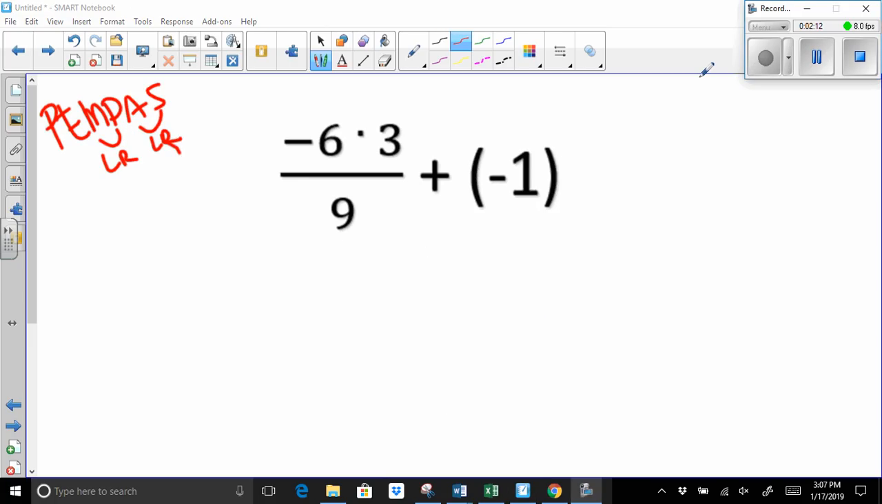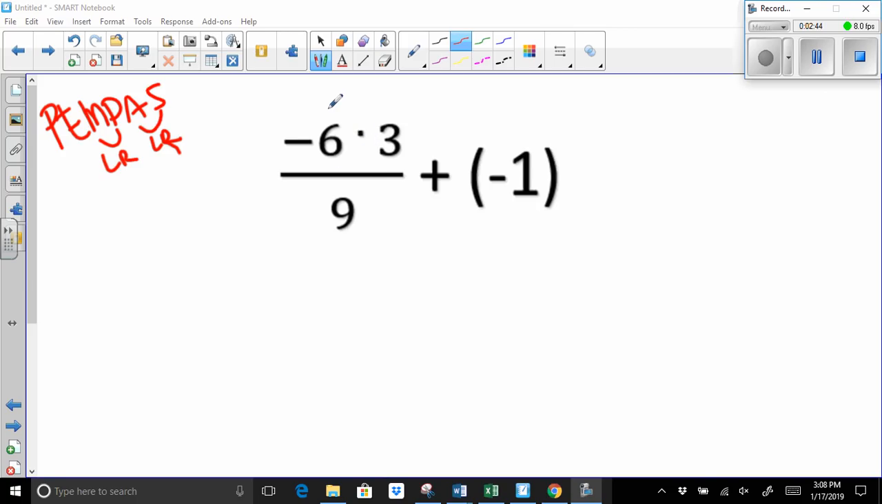For our next problem, again, I wrote PEMDAS in the upper left-hand corner to kind of use as a guide. We've got -6 times, that dot means multiplication, 3, all divided over 9, plus a -1. So anytime we see these types of problems, what we want to do is we kind of want to tackle this first. I know it kind of goes a little bit against the order of things, but we want to make sure that we basically get all the numbers on one line. So this kind of looks like it's 2 lines here. So let's go ahead and get rid of that.